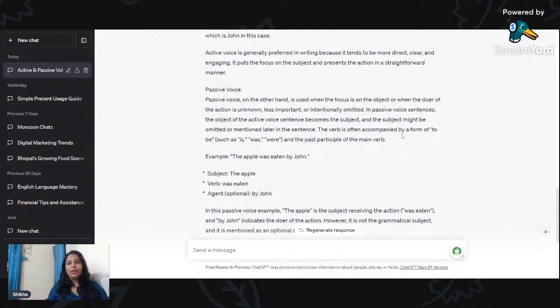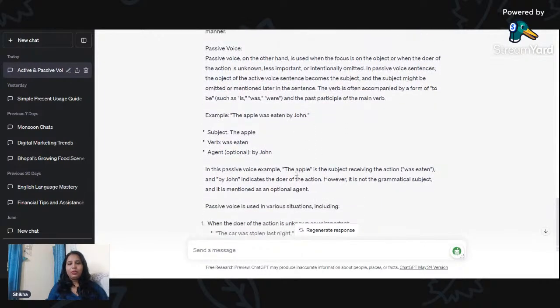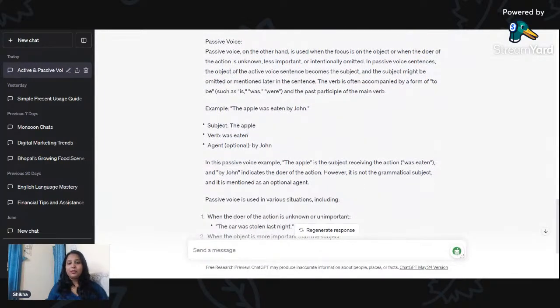The verb is often accompanied by a form of to be, such as is, was, were, and a past participle form of the verb. So here, the subject becomes the apple, the verb becomes was eaten, that is a past participle with the to be form of the verb, and the agent is John. So after getting this detailed explanation, I hope you will understand what is active and passive voice, and it will be very easy for you to implement in writing sentences.